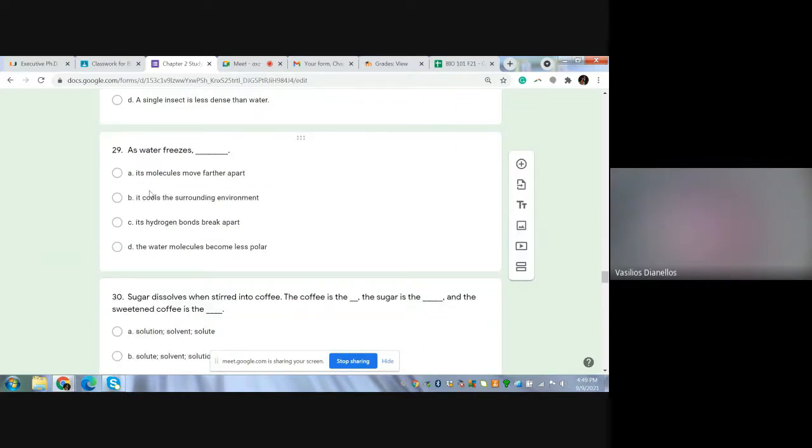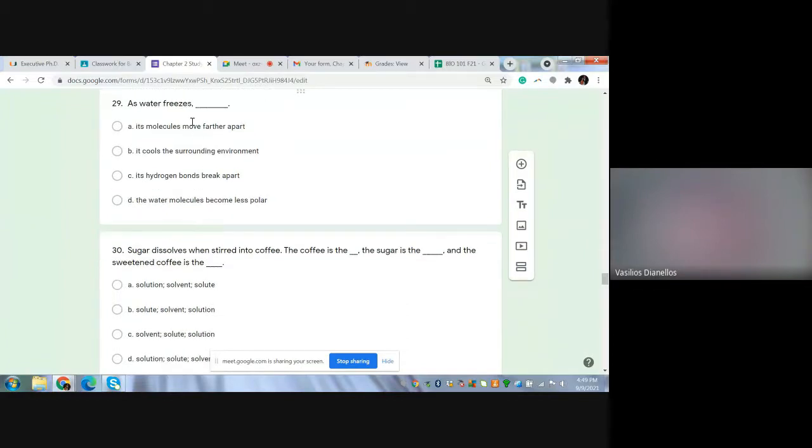I like the B and C. I like that they added those as options because you could put like what happens when water evaporates. Even though we didn't talk about that in the lecture, then you could say it cools the surrounding environment and its hydrogen bonds break apart. But evaporation is basically sort of the opposite of freezing, depending on how you look at it.